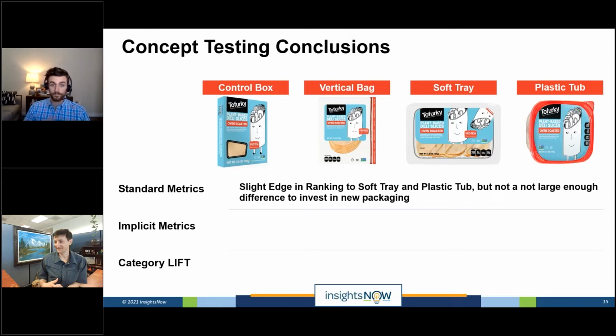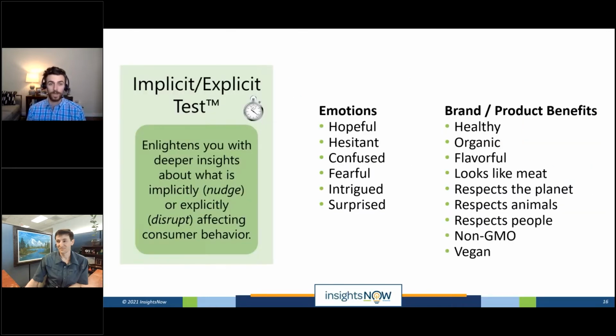If tofurkey had done this traditional concept test, they would have stopped right there and not moved forward with any of these concepts. That leads us into the implicit explicit test on the anticipated emotions and benefits. So I'll hand it back to Greg to take us through that piece.